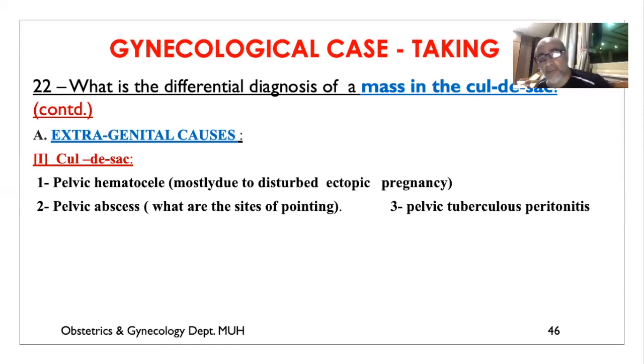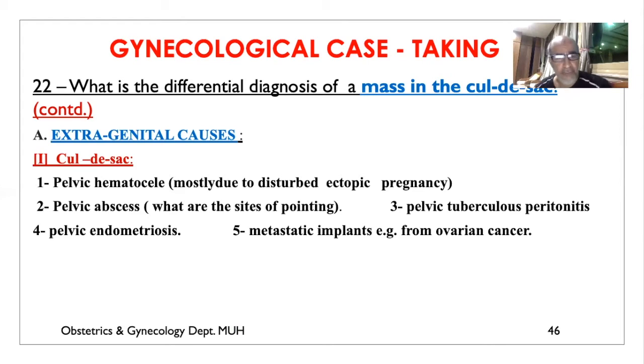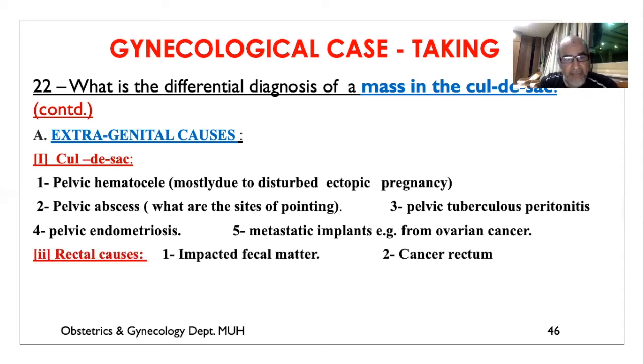Pelvic tuberculous peritonitis and pelvic endometriosis may be felt as masses in the Douglas pouch, as endometriotic nodules in the Douglas pouch, and endometriosis of the rectovaginal septum may be felt in the Douglas pouch also. Metastatic implants from ovarian cancer may be felt as masses in the Douglas pouch.